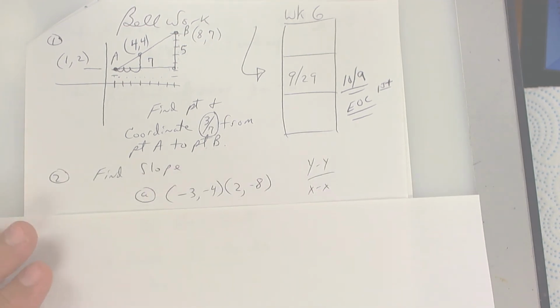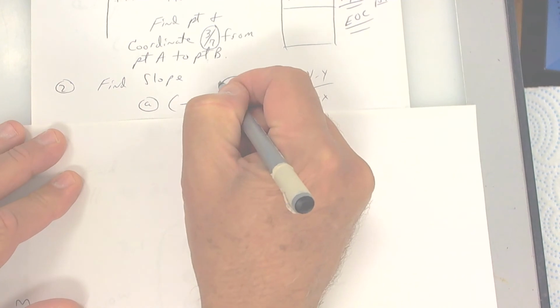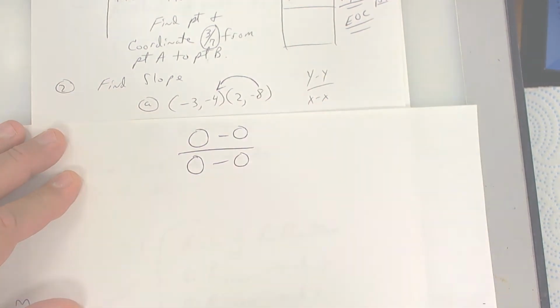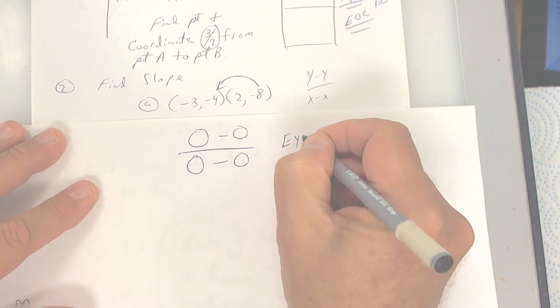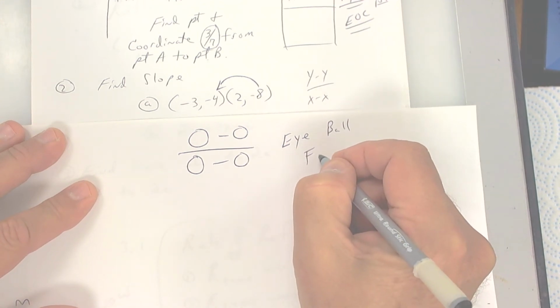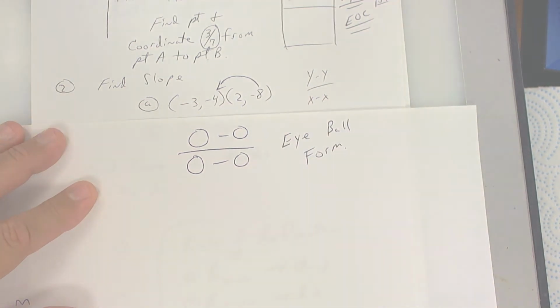This one says find slope. Remember the y's go at the top. So it's going to be something minus something over something minus something. I want you to put the eyeballs. I'm going to call it the eyeball formula. So when I say the eyeballs, I mean this formula here for slope.